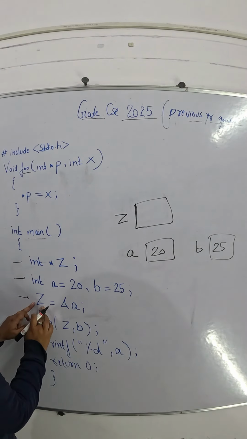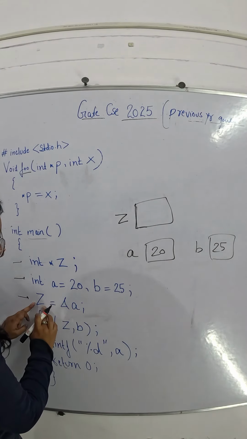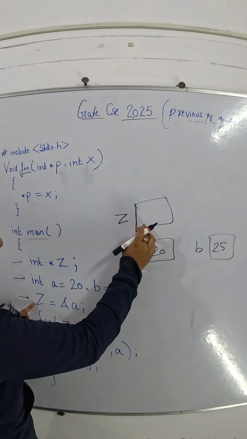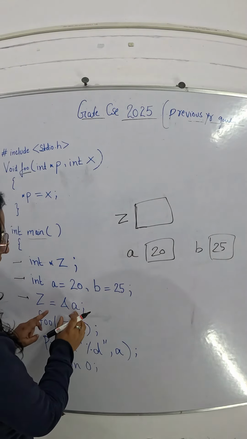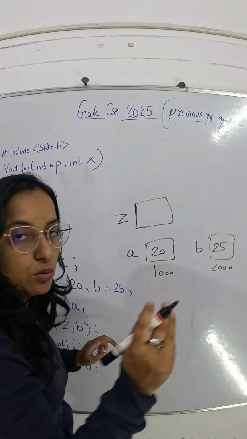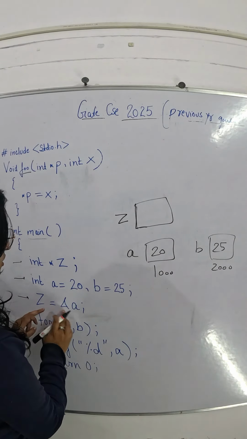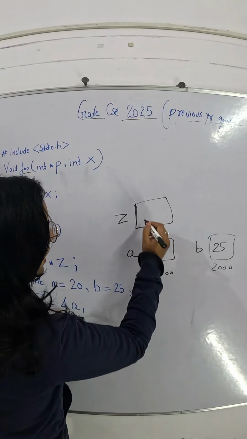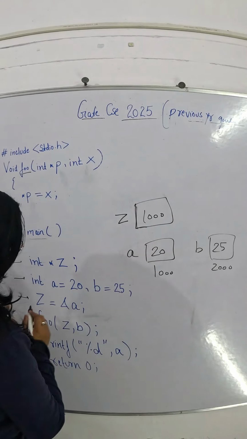Now in the third step we have Z equals address of A. So in Z we put the address of A. As we know, Z is a pointer variable which will store the address. Let us suppose A's address is 1000 and B's address is 2000. Z equals address of A means Z will store the address of A, that is 1000.